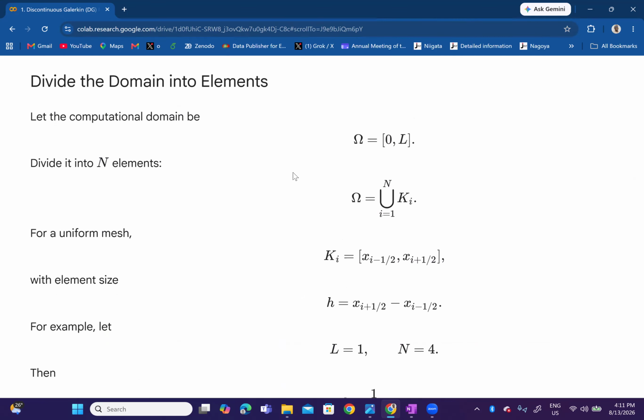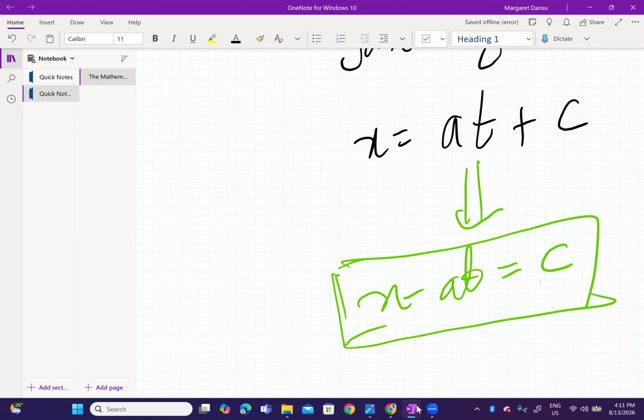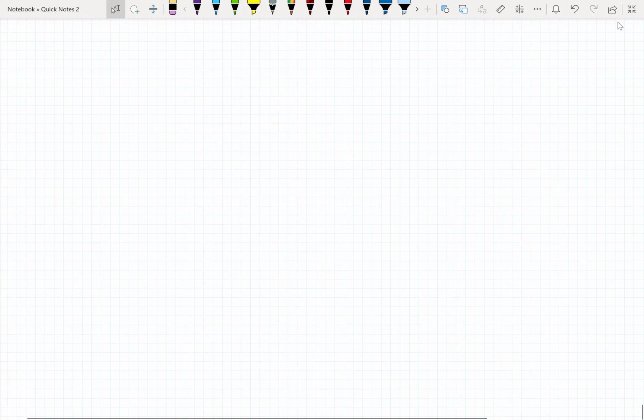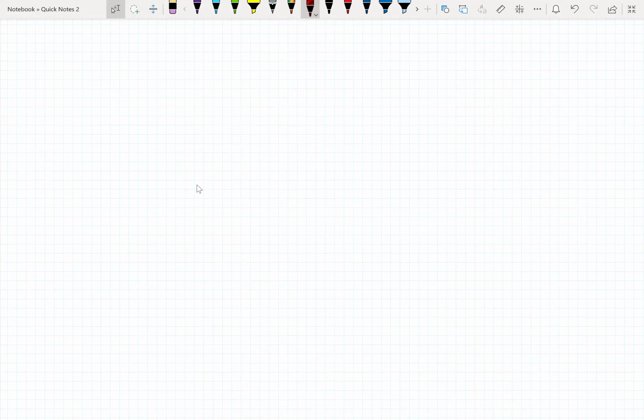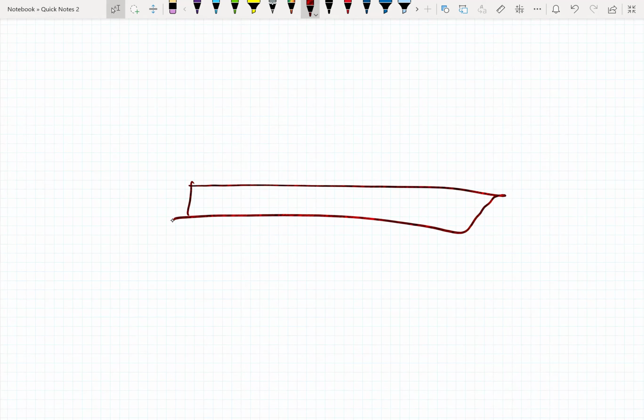Now, let's talk about dividing the domain into elements. Let the computational domain, the domain under which we are operating, be, let's say, heat flowing in a bar. You have heat flowing in a rod, for instance, as we have for partial differential equations sometimes. Okay, this is not looking pretty. Let me see if I can redo that.